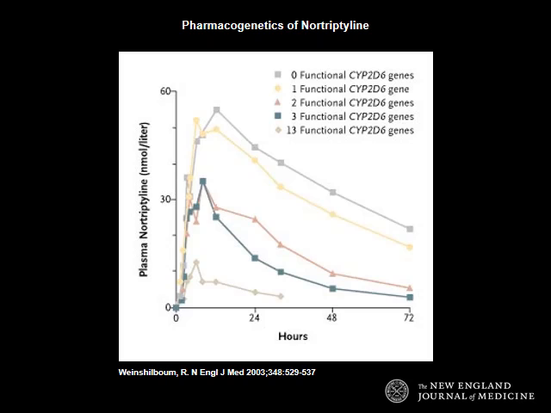So here we have a situation. These squares that I'm pointing to would be a person who has no 2D6, completely deficient in activity. So you give them nortriptyline, which is an antidepressant, metabolized by 2D6, and it stays in their body for a long time because they have no 2D6. So there must be some other P450 that metabolizes it. But compare that now to the person who has 13 functional copies. It's resonating long enough in the body to have efficacy.